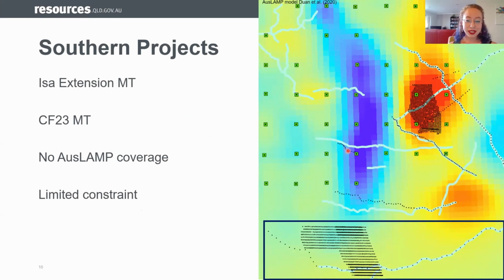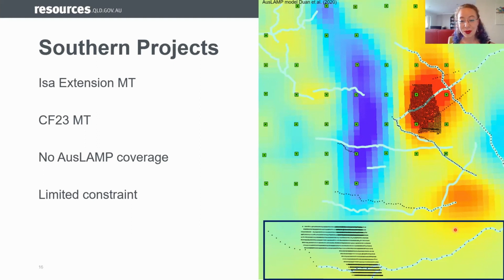So if I step down to the two surveys that we've got in the southern part of Mount Isa, I've got the Isa Extension Survey, which is this big array here, and then a series of sites that have just been collected along the CF2 and CF3 seismic lines. I'll just be showing CF3 today. But important to note, there is no Auslamp modelling available for this area yet.